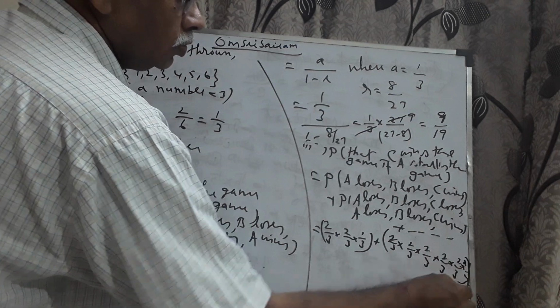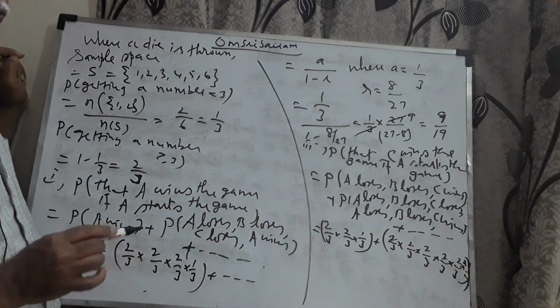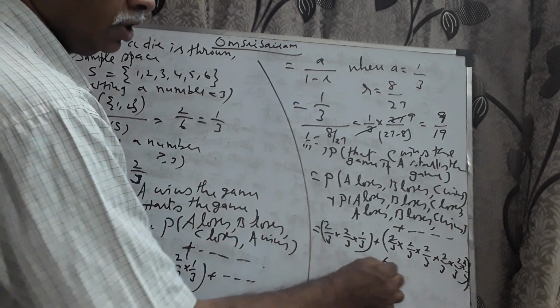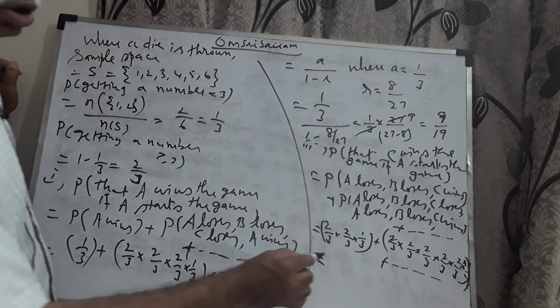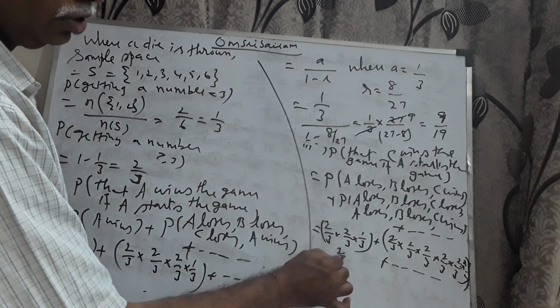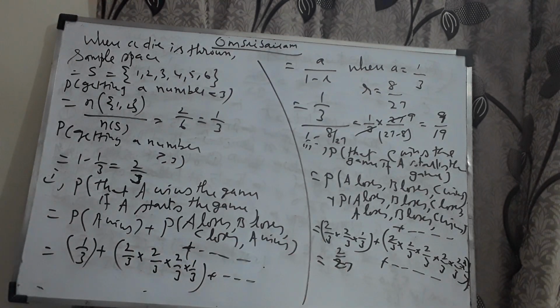This is how it goes: five persons losing. A loses, B loses, C loses, A loses, B loses, plus etc. I should not stop here. Here I am not going to write the formula again. Here my a is 2 by 27. My r is again 8 by 27, the same as before.